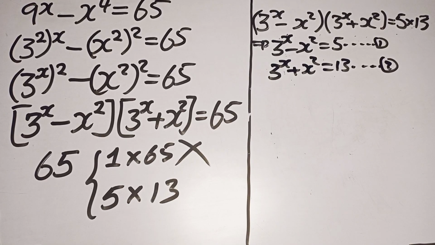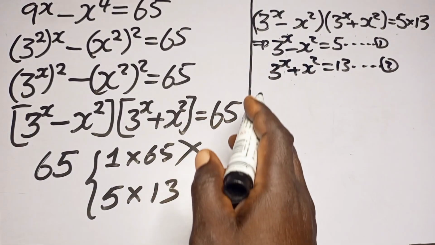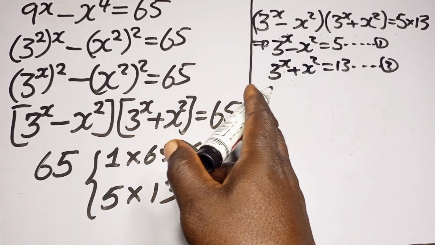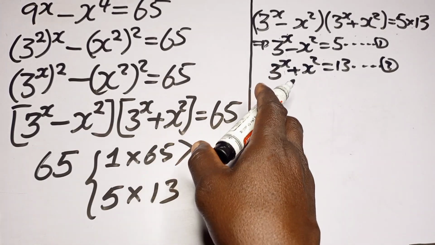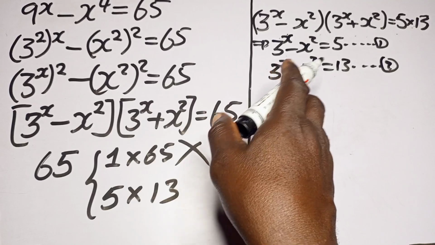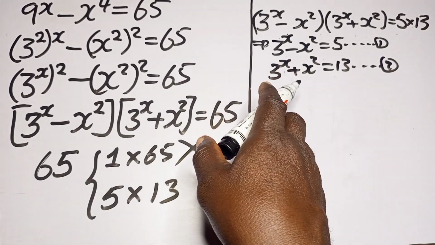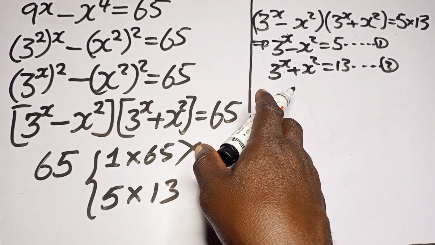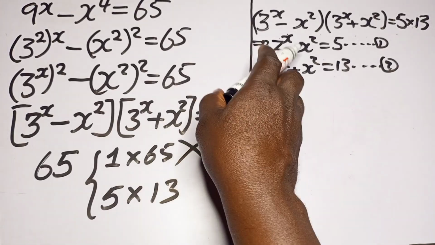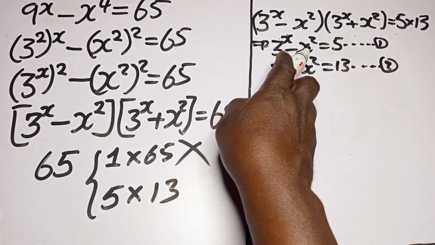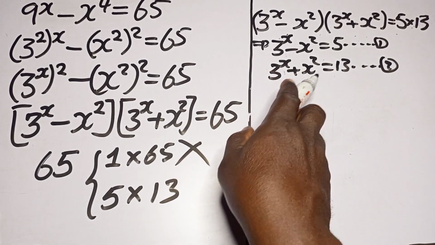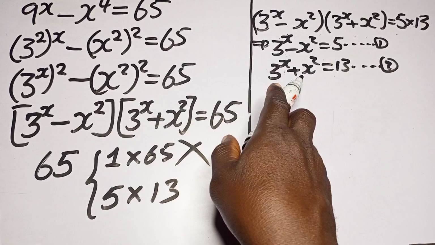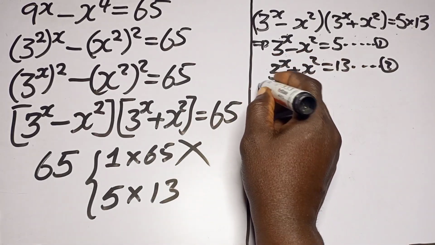Okay, now this is what we got here. These two equations in terms of 3 to the x minus x squared or 3 to the x plus x squared. All right, remember we want to solve for x. On the left hand side here we have negative x squared, positive x squared. So you see that if we add equation 1 to equation 2, we are going to eliminate the x squared term. So let's do that.